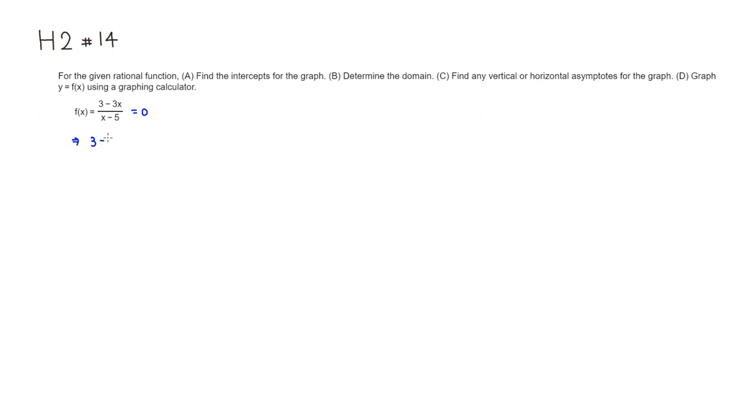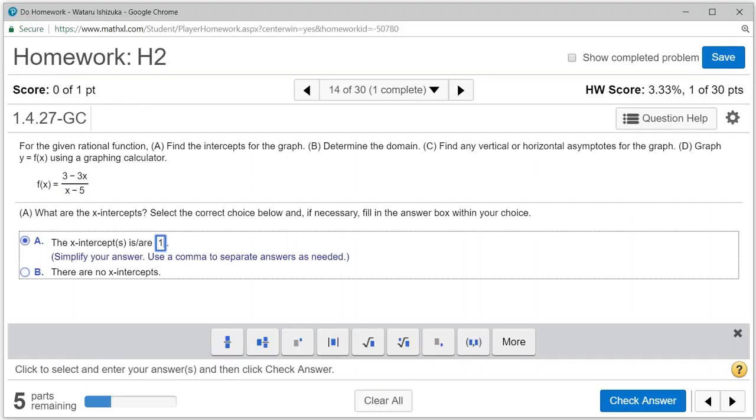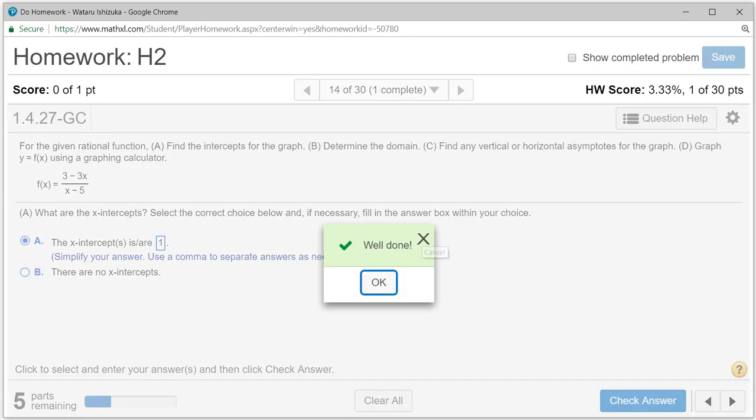So 3 minus 3x is equal to 0. Then we can easily solve that. We can just subtract 3 from both sides. You have negative 3x is equal to negative 3. Then we can just divide through by negative 3, so we get x equals 1. So the x-intercept is 1. Let's check the answer. All right, we got that.